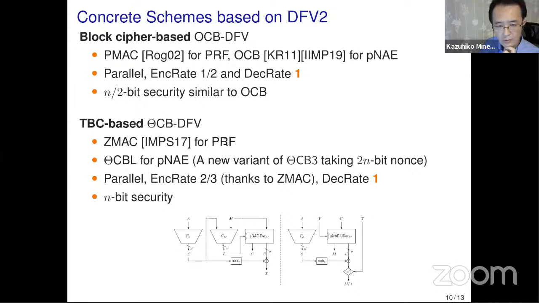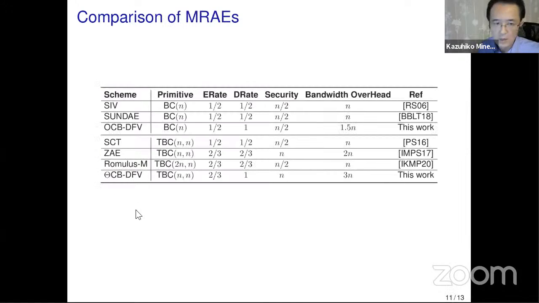And the second concrete instantiation, which we call the CB DFB, is using the ZMAC for PRF and a variant of the CB3, which we call CBL, for the underlying authenticated encryption. It takes a 2 n-bit nonce, while the original CB3 takes an n-bit nonce. It is parallelizable, and the encryption rate is 2/3, and the decryption rate is 1, and achieving the beyond birthday bound n-bit security. Okay, this shows the comparison of the existing work and our constructions.